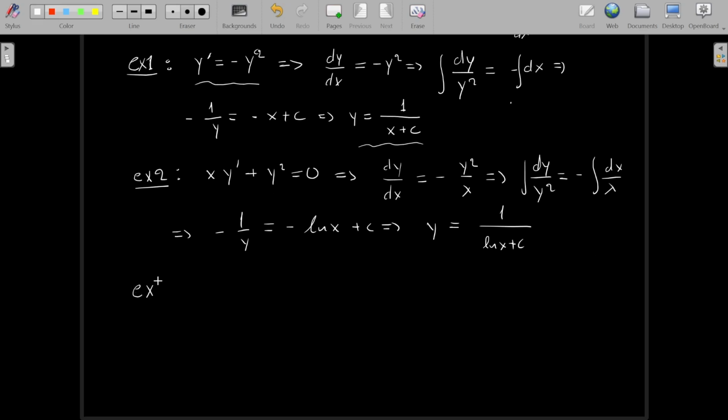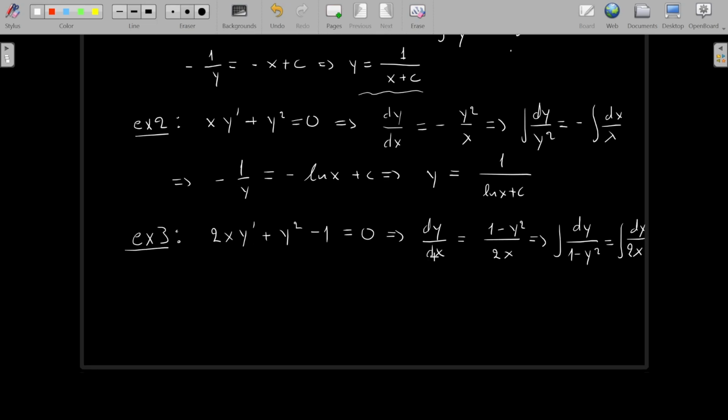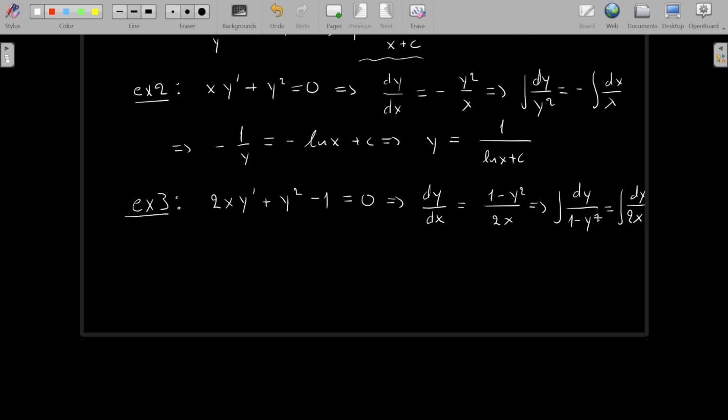Another example, a more involved one. 2x y prime plus y squared minus 1 is equal to 0. This is written as dy over dx is equal to (1 minus y squared) over 2x, and separating, dy over (1 minus y squared) is equal to dx over 2x. Now, let's pause here for a moment and check what this integral can be.